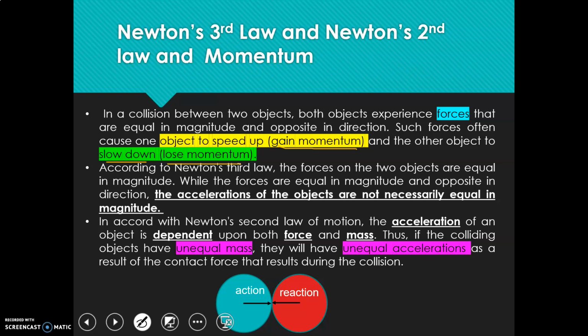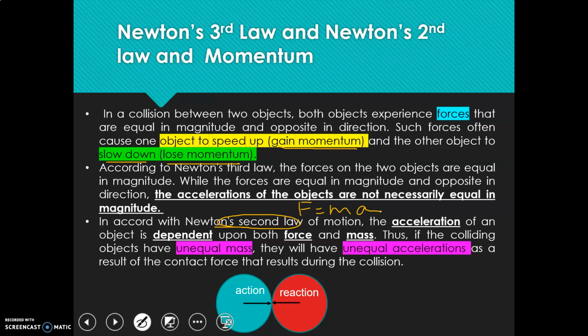While the forces are equal in magnitude and opposite in direction, the accelerations of those objects are not necessarily equal in magnitude. So even though the forces are equal and opposite, the accelerations are still different for the objects. Because remember, according to Newton's second law of motion, we had this handy-dandy equation. It says the acceleration of an object is dependent upon force and mass.